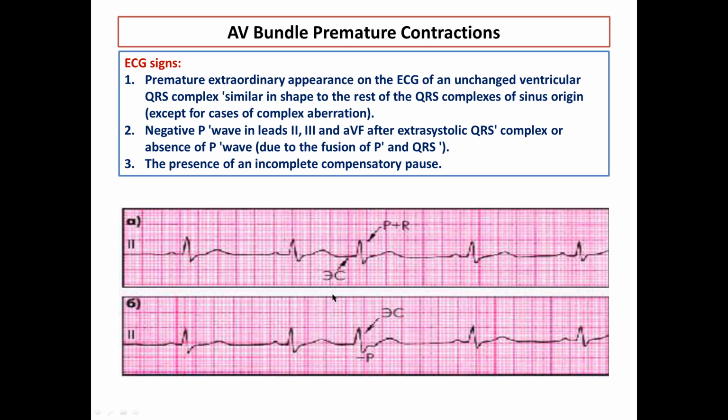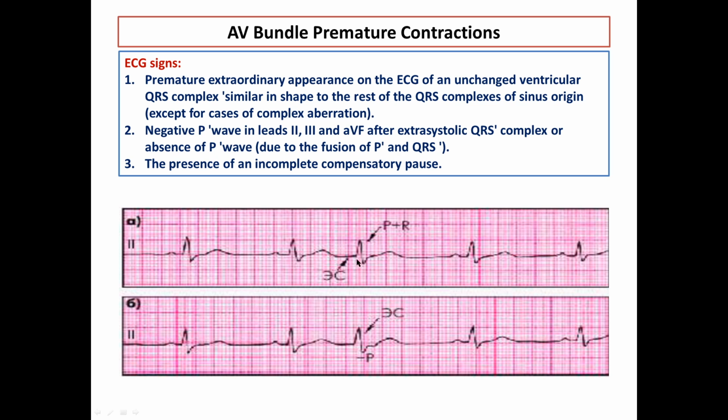Next is AV bundle premature contraction. ECG signs for AV: ectopic foci are located in the AV node. That's why we don't have excitation of the P wave or excitation of the atria. Here is a premature extraordinary appearance on the ECG of an unchanged ventricular QRS complex, similar to the normal complexes.